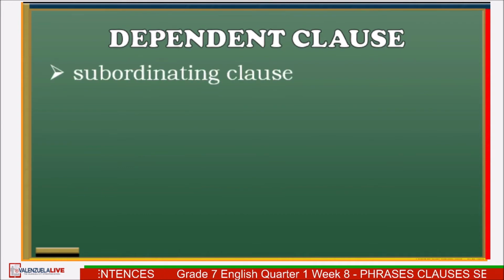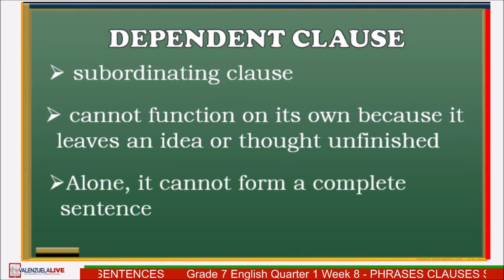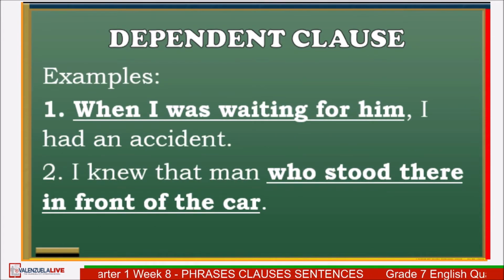Dependent clause, also known as subordinating clause, cannot function on its own because it leaves an idea or thought unfinished. Alone, it cannot form a complete sentence. Example, when I was waiting for him, I had an accident. When we remove the group of words, when I was waiting for him, it will not express a complete thought.